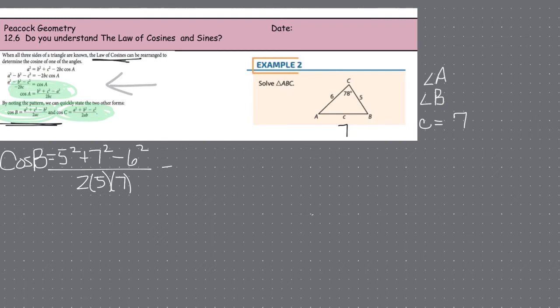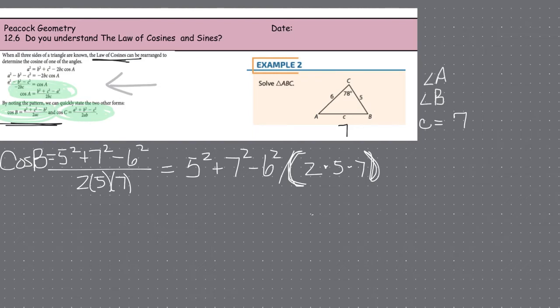Please, please, please remember when you write it in the calculator. I'm going to show you how you would write it, calculator speaking. 5 squared plus 7 squared minus 6 squared divided by, and this whole thing needs to be in parentheses, 2 times 5 times 7, close parentheses. If you don't do that, it's just going to divide the first part of that expression by 2 and then multiply it by 5 and 7, and that will be wrong.